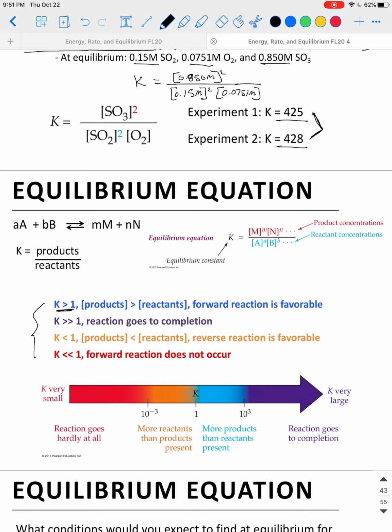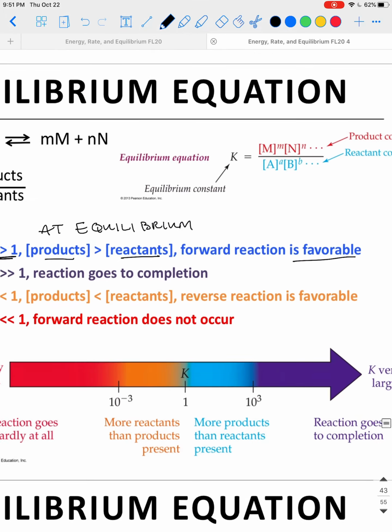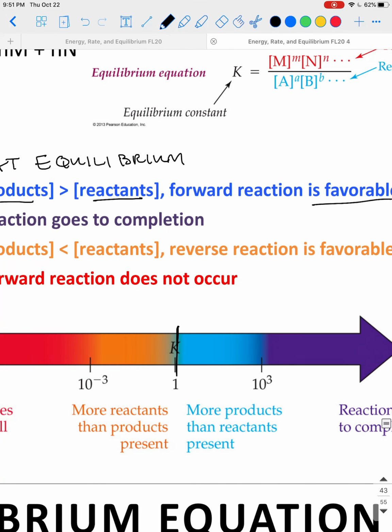It says if K is a number that is greater than 1, for example 425, 428, if K is a number that is greater than 1 at equilibrium, what that means is the concentration of the products is greater than the concentration of the reactants. The forward reaction is therefore the one that is more favorable. You're going to have a higher concentration of products than reactants. And that corresponds to this section of the arrow right here.